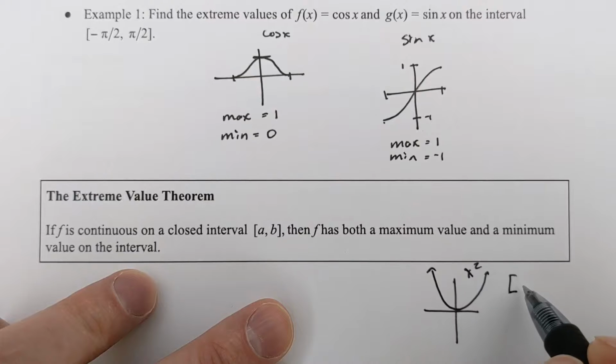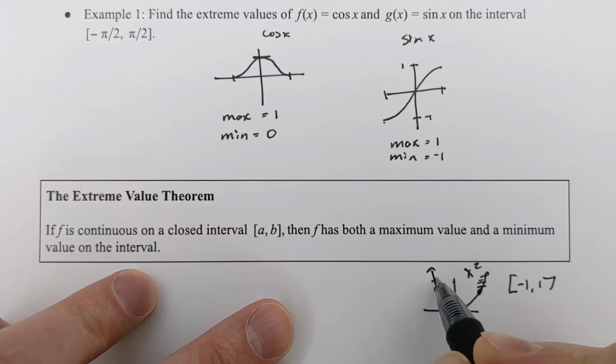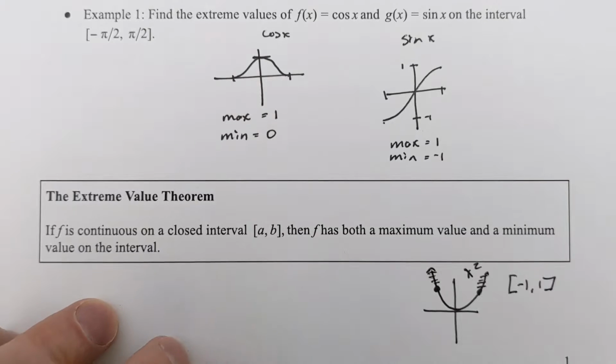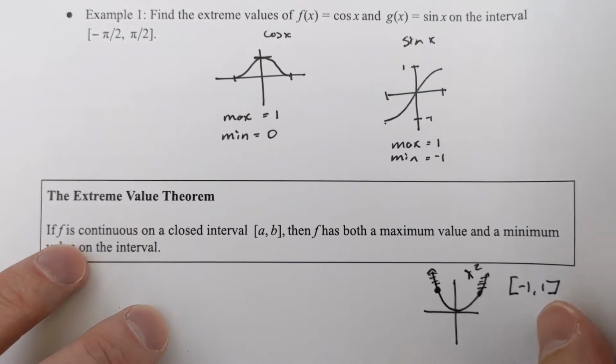If I close it, if I say only between negative 1 and positive 1, that drops endpoints on my function. And now I do have maximum values because it never goes above that as long as it stays between negative 1 and positive 1. So if you close an interval, you're guaranteed a maximum and a minimum.